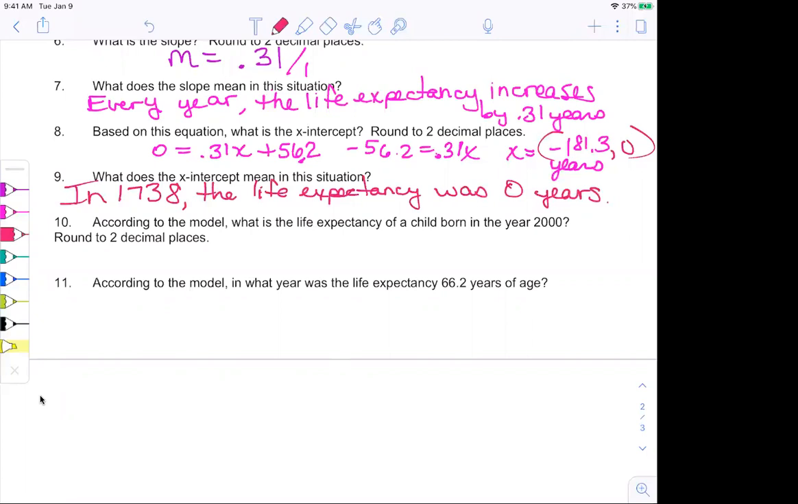So you're moving backwards in time. The key thing is if it's negative, you're going back in time. And then we're trying to decide what that number represents.